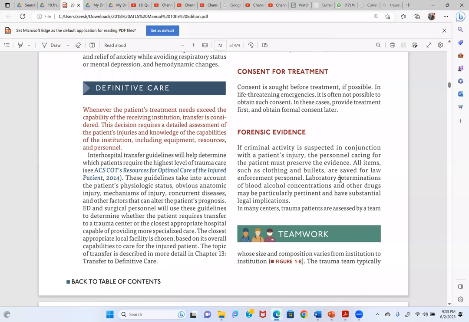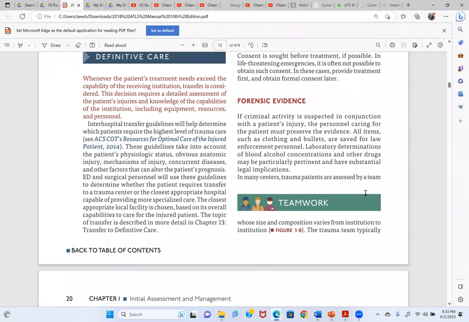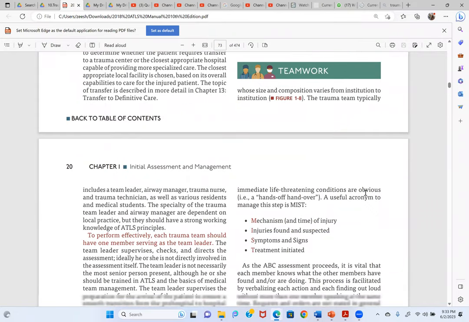Forensic evidence. So medical-legal, as I told you, you have to keep the record with reference to blood alcohol concentration and other drugs, if there is such a suspicion.